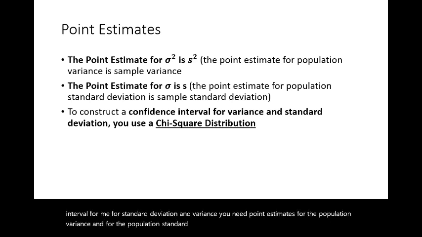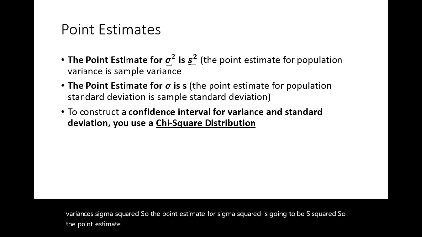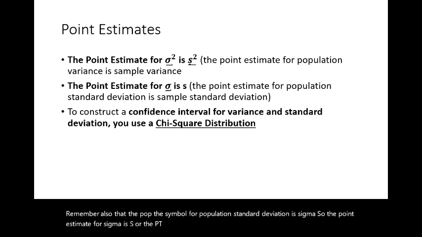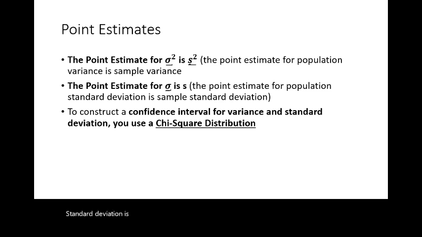Remember, the symbol for population variance is sigma squared. So the point estimate for sigma squared is going to be s squared. So the point estimate for population variance is going to be the sample variance. Remember also that the symbol for population standard deviation is sigma, so the point estimate for sigma is s, or the point estimate for population standard deviation is the sample standard deviation. Now remember, variance is simply standard deviation squared. You can also think of this as that the standard deviation is the square root of variance.